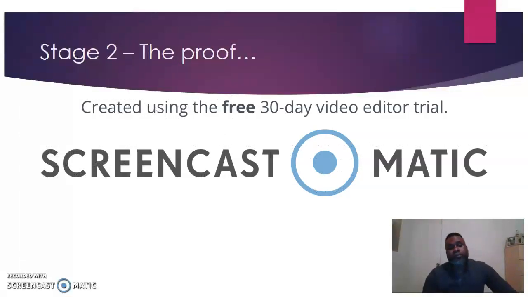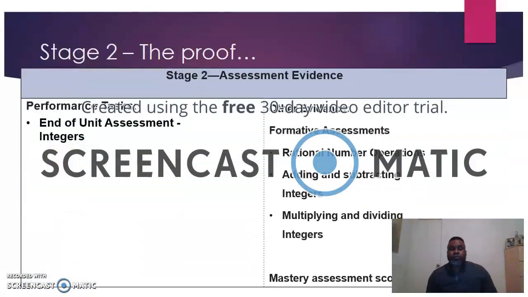The proof, stage 2. So here's the assessment evidence, basically the performance task. So this is pretty much a project-based assignment. So at the end of the unit, the student will pretty much understand integers. And what we have for them is a concept unit, which is integers.